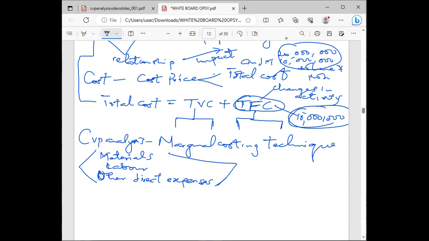So if total variable cost plus total fixed cost is our total cost, we look at it that total variable cost comes from variable cost per unit multiplied by the level of activity, which represents our volume of production or volume of sales. Total fixed cost comes from fixed cost per unit multiplied by the level of activity.